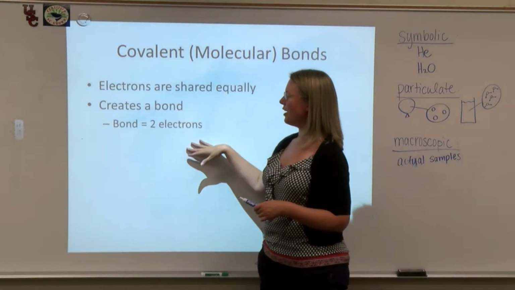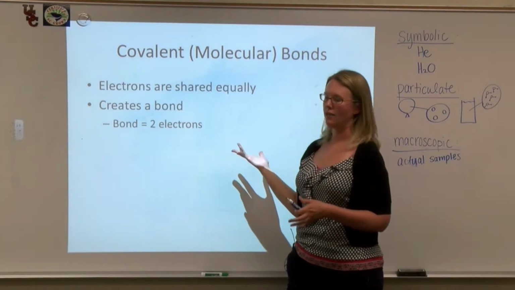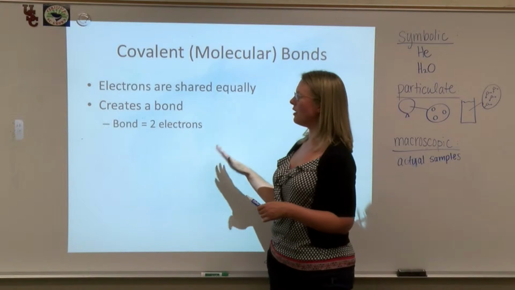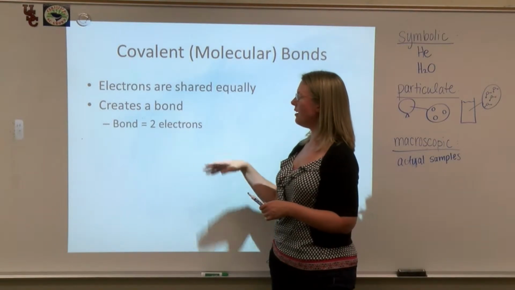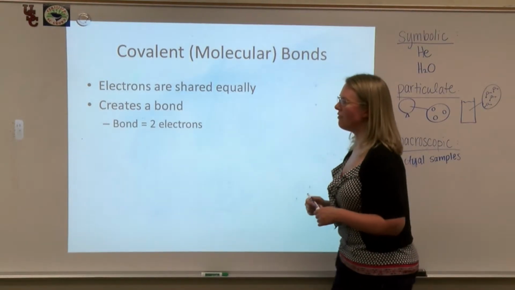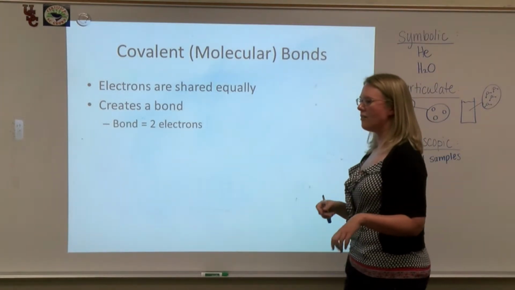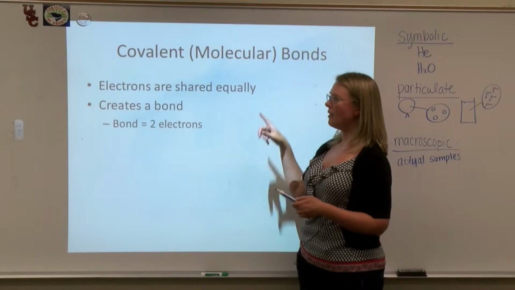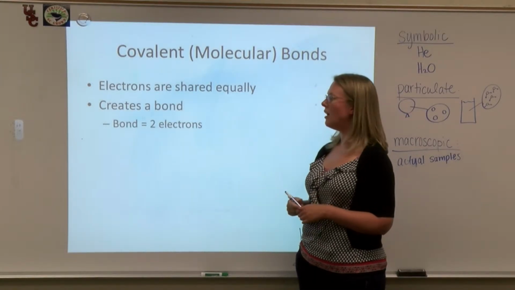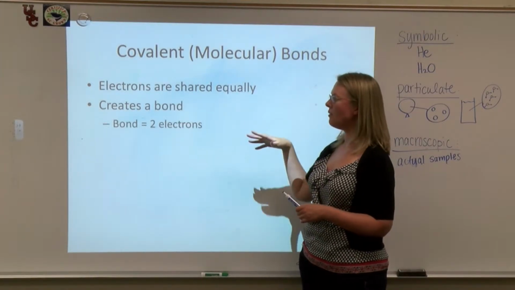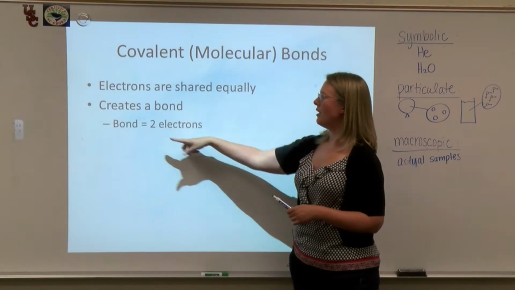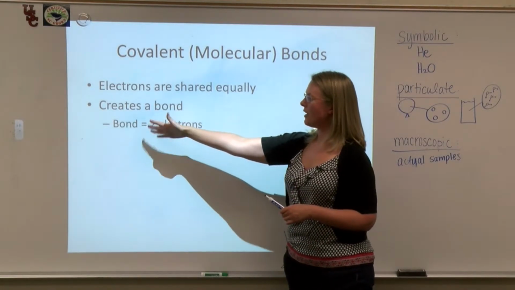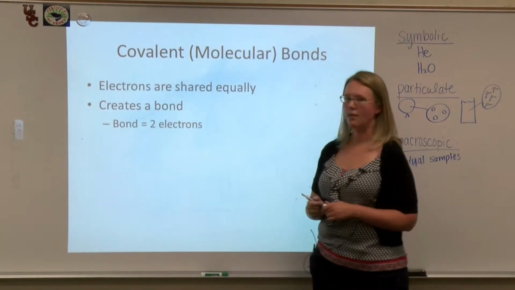Each bond that we show is going to represent 2 electrons. Again, not really important for what we're talking about right now, but just to give you a little bit of background information. So ionic electrons are transferred to form ions or charged particles. Covalent electrons are shared. They can be shared equally or unequally, creating a bond. And a bond, as represented, will contain 2 electrons.